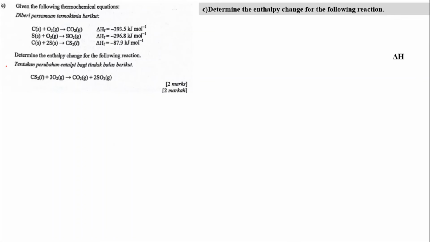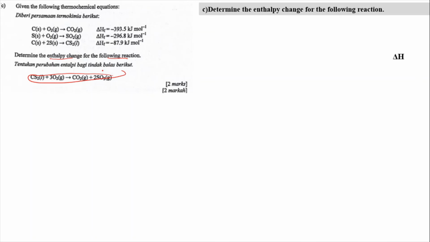For question 2C, we were given a thermochemical equation here. So this one with the enthalpy of formation of negative 393.5, the sulfur to form sulfur dioxide, negative 296.8, carbon react with sulfur to form calcium disulfide with a enthalpy of negative 87.9 kJ per mole. So we have to determine the enthalpy change for the following reaction, which is the reaction here.